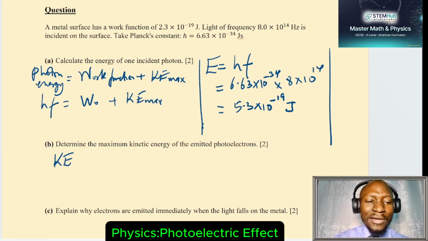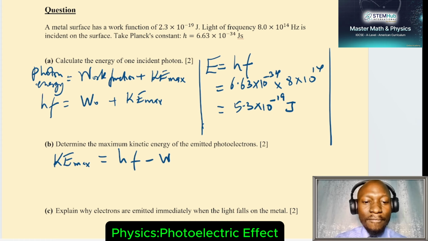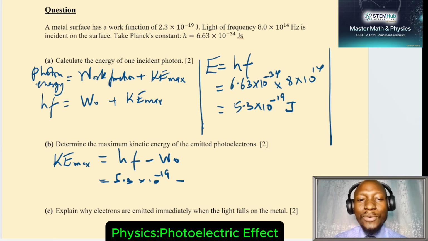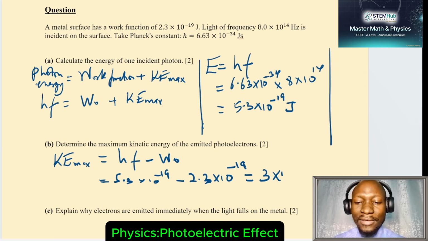Question 2. The kinetic energy, making it the subject of the formula, is hf minus the work function. hf is the energy of the incident radiation. We have found above it is 5.3 times 10 power negative 19 minus the work function. We have been given the work function as 2.3 times 10 power negative 19. If you do this, you will get 3 times 10 power negative 19 joules.